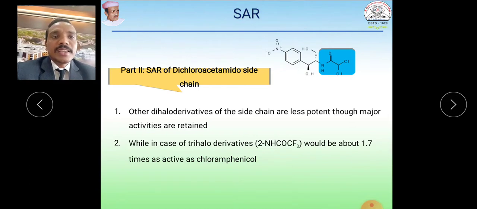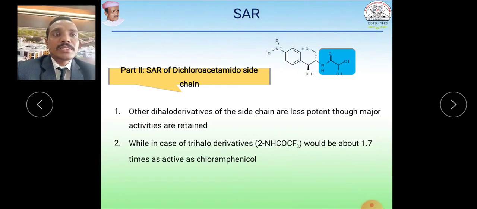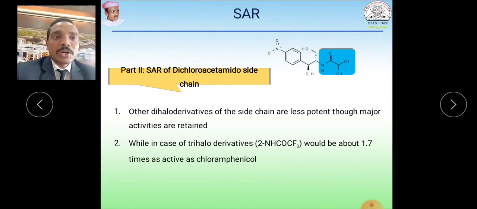Secondly, in case of trihalogen derivatives, there is a CH2 here, and the hydrogen of that CH can be replaced. So in case of trihalo, if the hydrogen is replaced, it will make a trihalogen. For example, substitution with CF3, trifluoromethyl, gives around 1.7 times more potency than chloramphenicol.